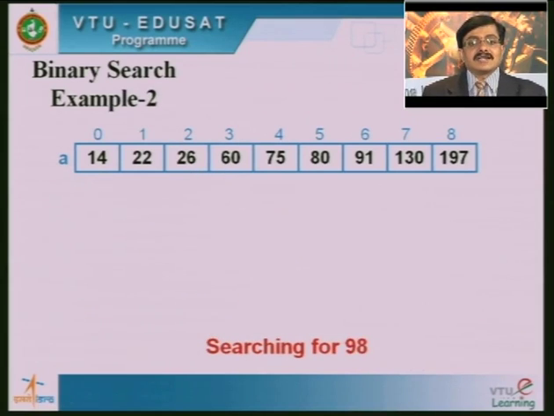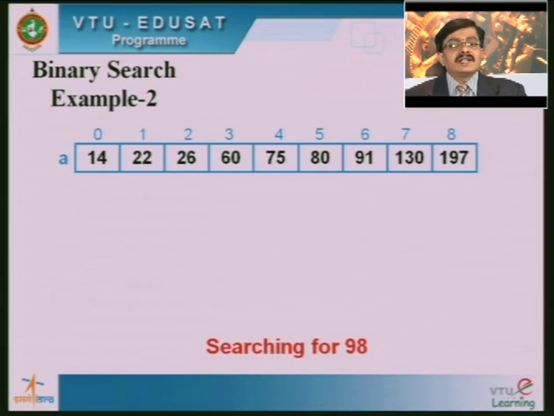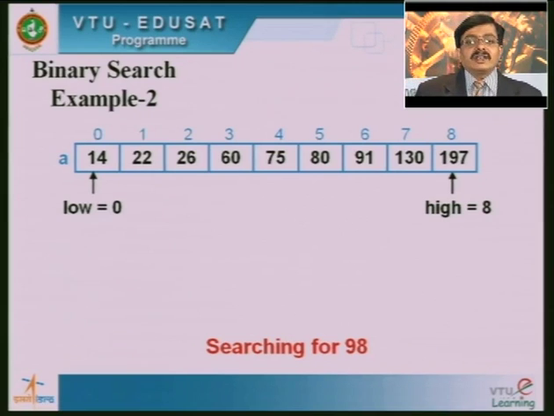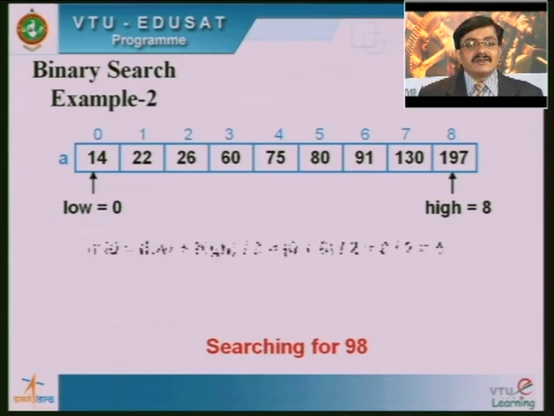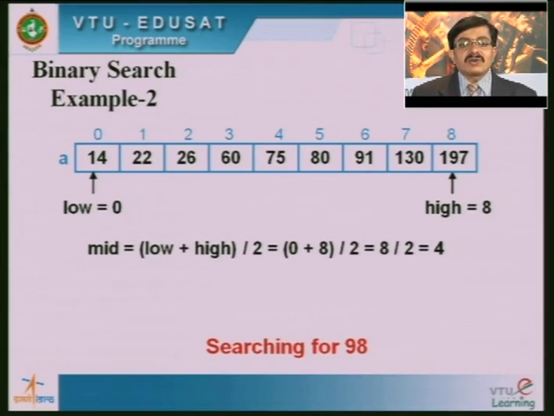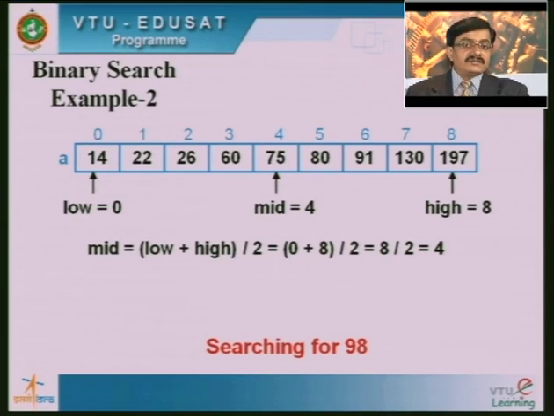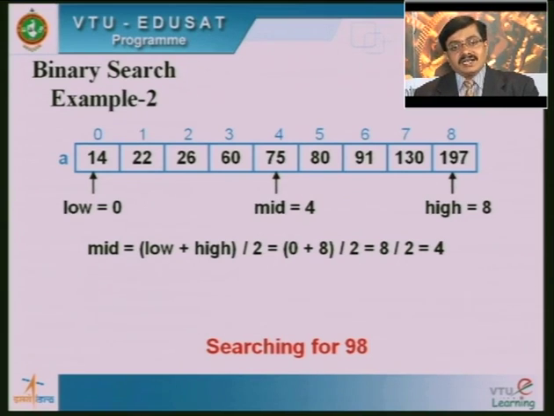Now take another example which results in an unsuccessful search, searching for 98. We do not have 98 in this particular list. With the usual procedure to compute the mid value, we assume the low value is 0, the lower index, and high is equal to 8, the higher index. Now we compute the mid value as (low + high) / 2, which is 4, and we point to the middle element, that is the 4th position, that is 75. Now I should compare the key element with 75. If the key is lesser than 75, I should go to the left. If the key is greater than 75, I should go to the right, and if the key is equal to the middle value, then I should conclude a successful search.